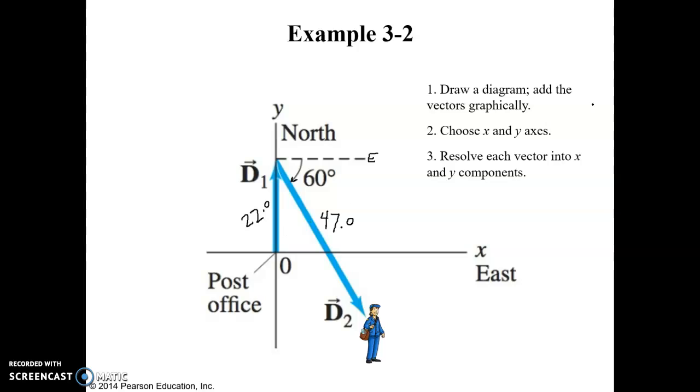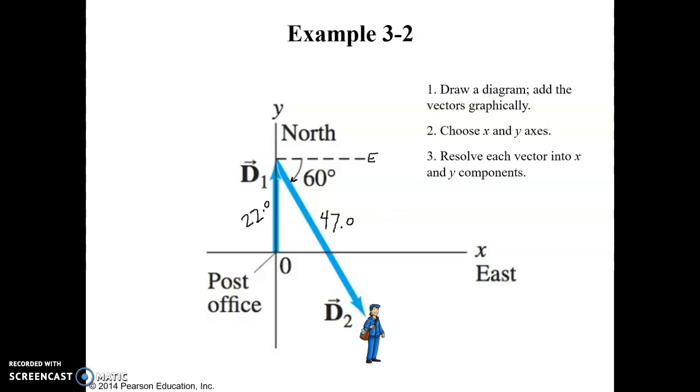So what we want to do is, we've already got the diagram here. We've got our x and y axes set up. We want to break each vector down into its x and y components. That's easy to do with the first vector. It's straight up. It's only a y component. The second one, though, is diagonal, so it will have both x and y components. It goes to the right and down.